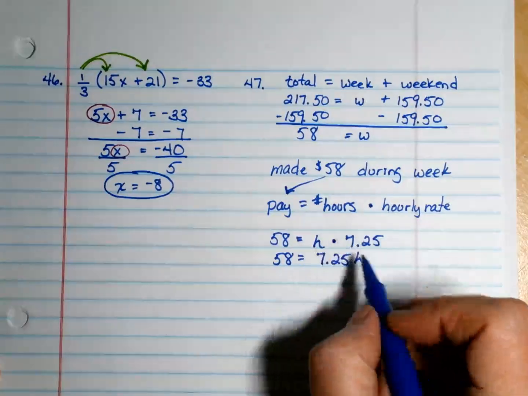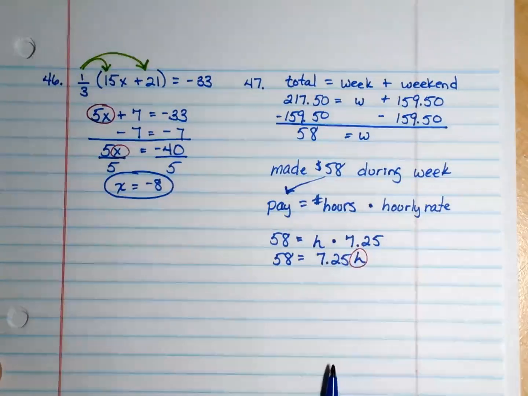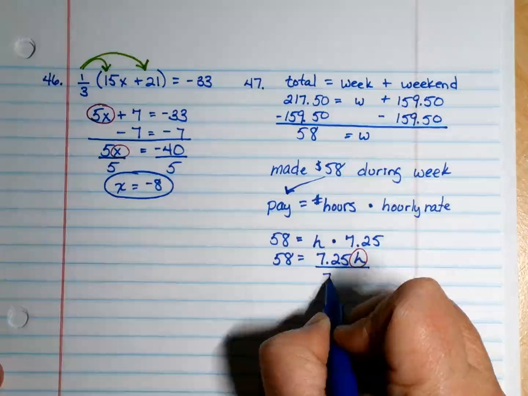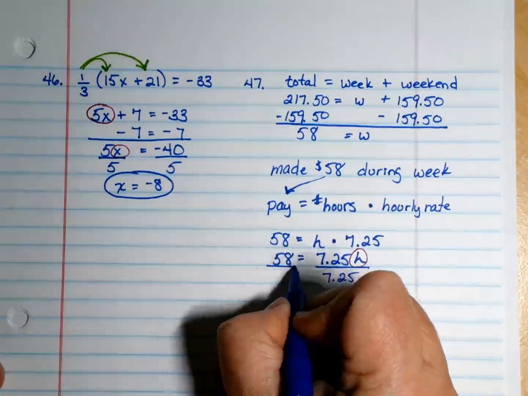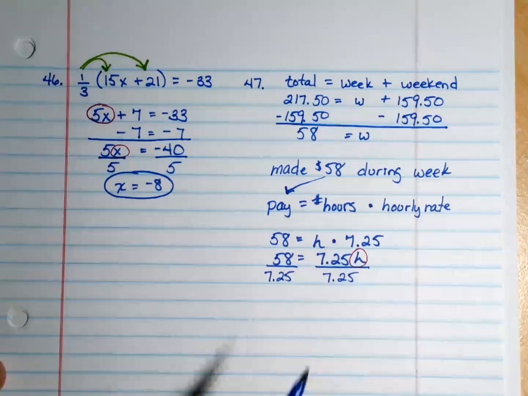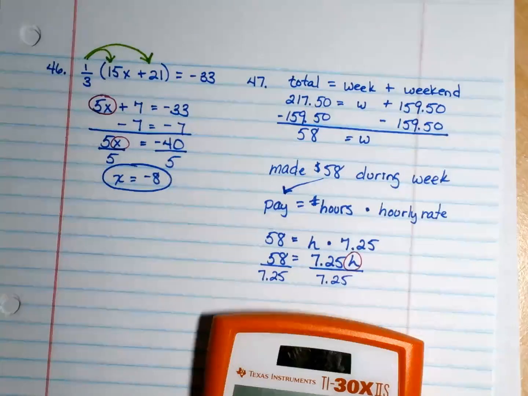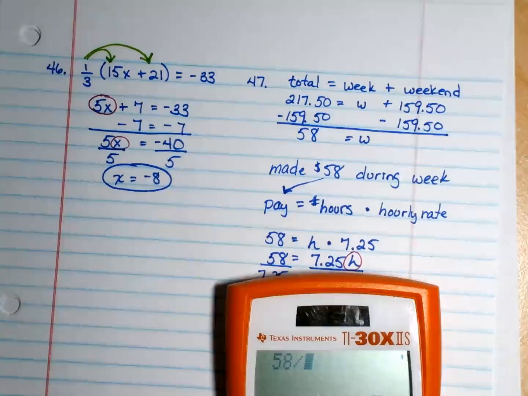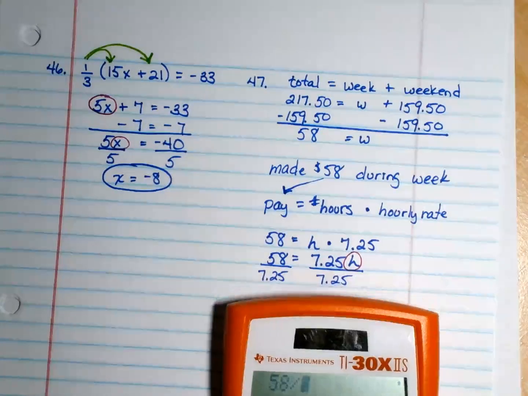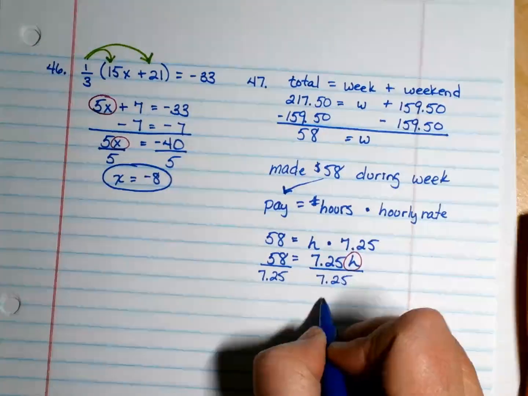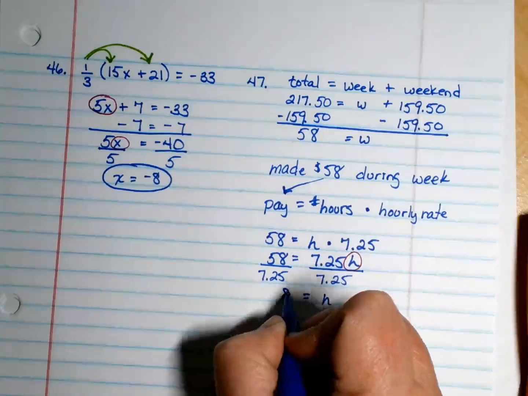So now to get this H by itself right here, this is 7.25 times H. So I have to divide this by $7.25. That's going to tell me how many hours she worked. So let's plug this in, and we have, she made $58, and she makes $7.25 per hour. So that means she worked 8 hours. So my H equals 8.